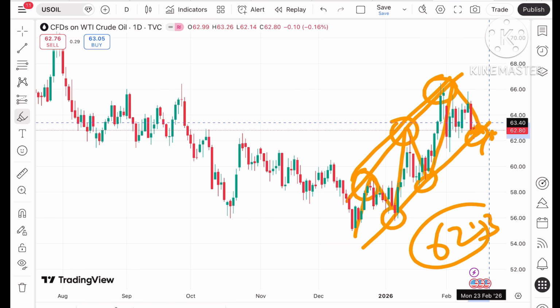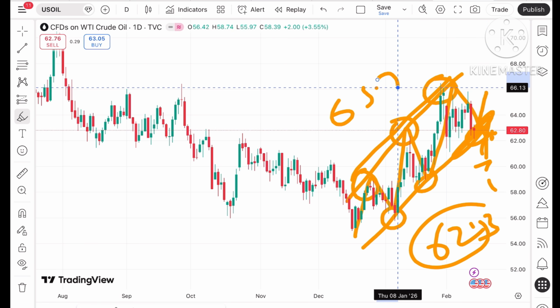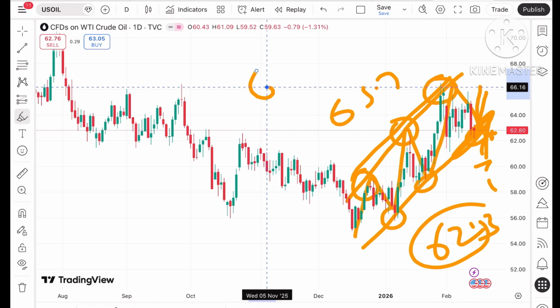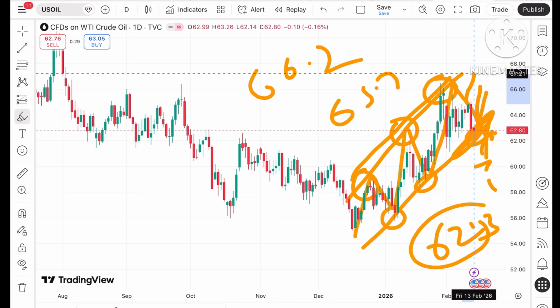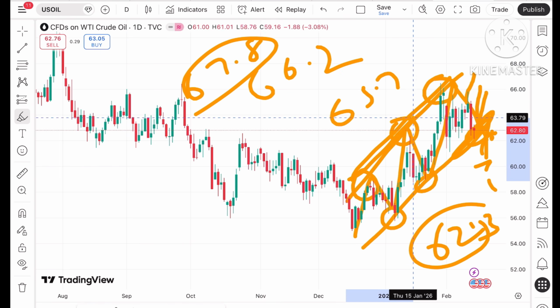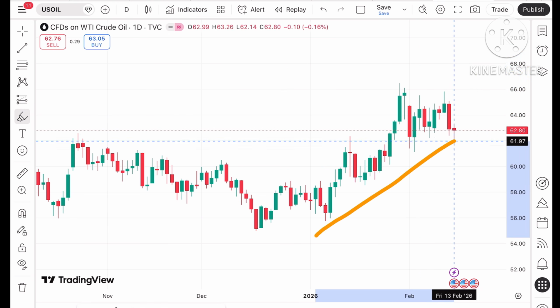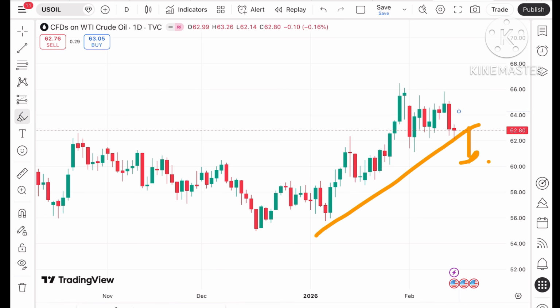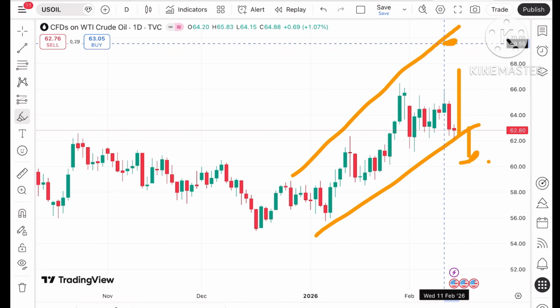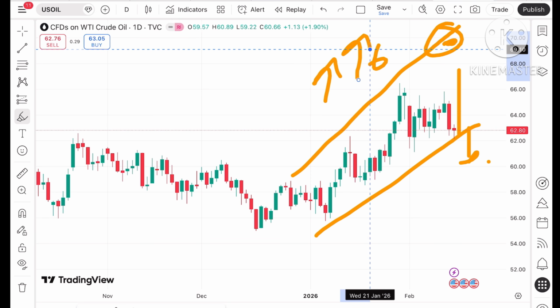$62.3, there is a probability it will cross this particular level and a further fall can be seen. But if the price keeps rising and goes above a level of 65.7, chances are high it crosses a level of 66.2, and if the price goes above that particular level, it can cross a level of 67.8, because this is the trend it is following. If it breaks this particular trend, we can see a downfall, but if the price bounces back from that level and goes further upside, it can touch around the level of 68, and if it breaks that level, we can see a further upside movement.